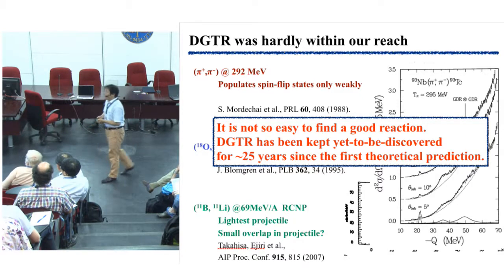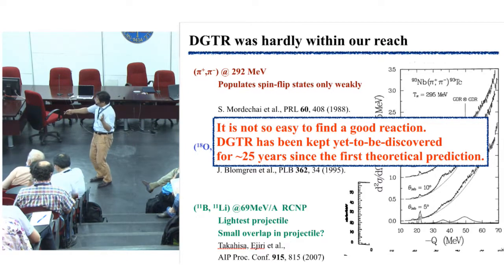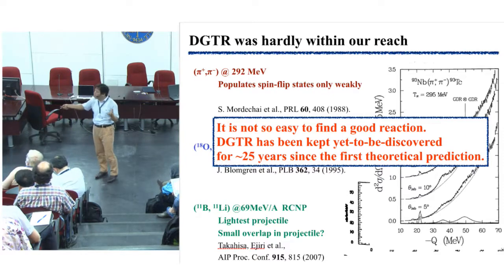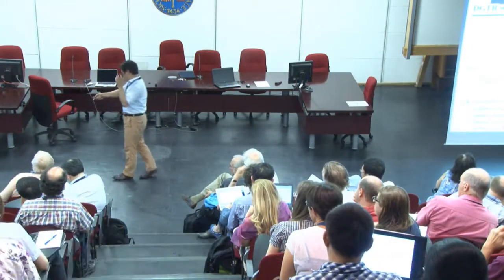Why is it? It is because, again, say in the pi plus, pi minus case, this reaction populates spin-flip states only weakly, while the other reaction cannot populate collective states.